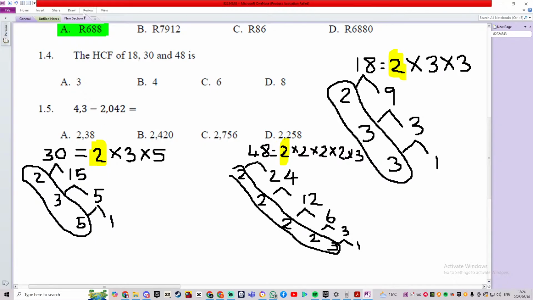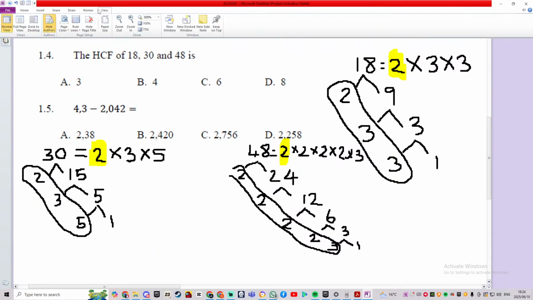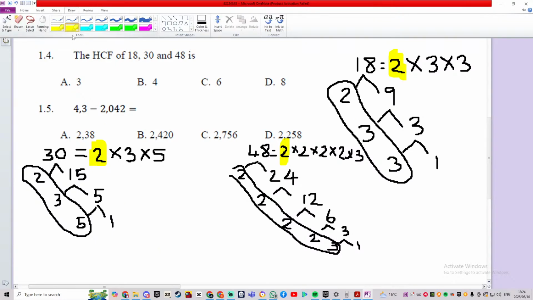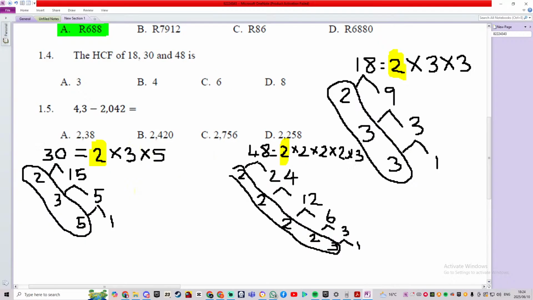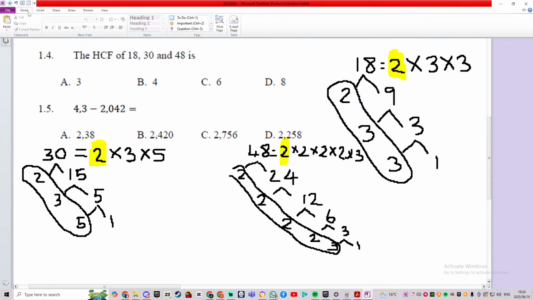So immediately there I have my highest common factor. Let me just throw that quickly.